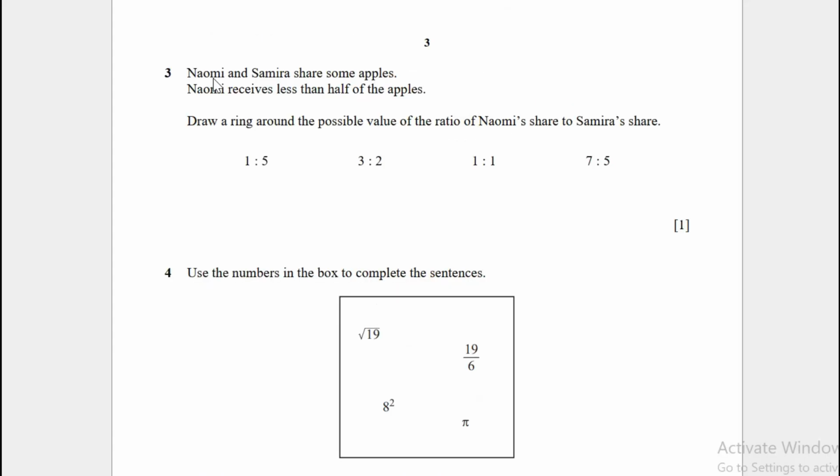Next, question number 3. In this question, Nomi and Samira share some apples, and Nomi receives less than half of the apples. So draw a ring around the possible value of the ratio of Nomi's share to Samira's share. Remember that Nomi's share is less than half. If you check the second one, this one is bigger, cannot be. This one is equal, cannot be. This one, the first share, which represents Nomi's, is bigger, it cannot be. Only the first condition is considerable, which shows that Nomi's share is less than half.